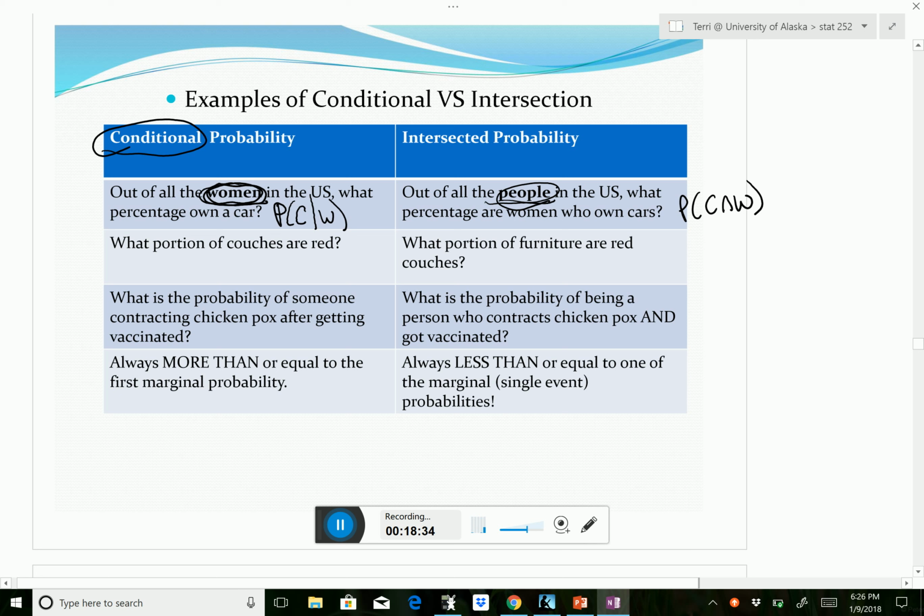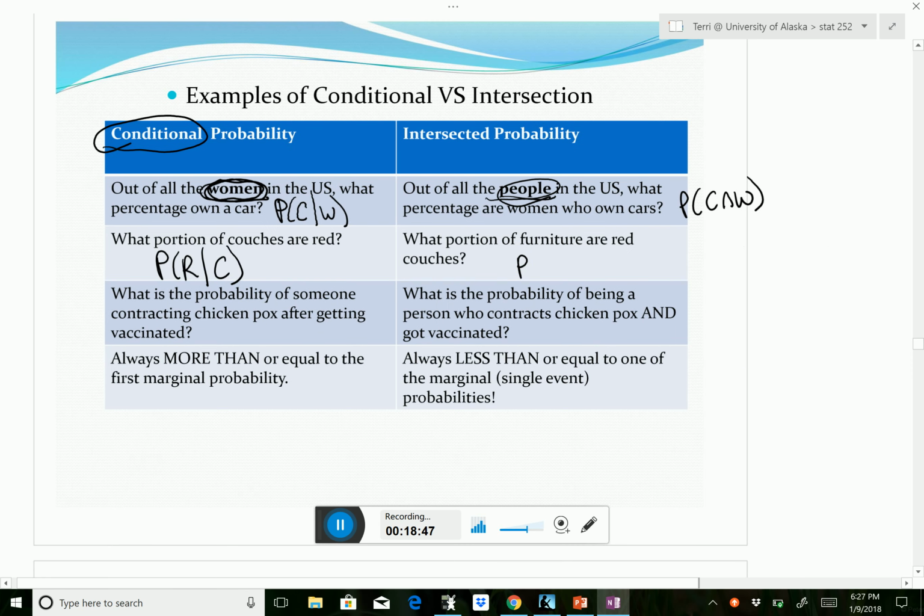What proportion of couches are red? That's the probability something is red given that it's a couch. And here we have what portion of furniture are red couches. What's the probability that we have a red intersection with couch? What is the probability of someone contracting chickenpox after getting vaccinated? That's the probability of getting chickenpox given that they're vaccinated. What is the probability of being any person who contracts chickenpox and got vaccinated? That's the probability of someone who has got chickenpox and got vaccinated.